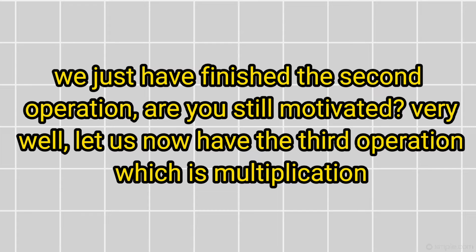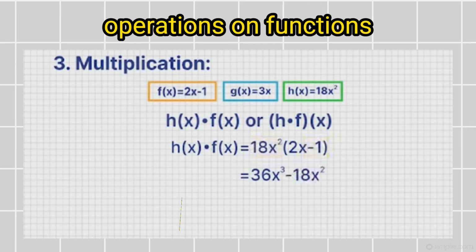Let us now have the third operation, which is multiplication. We are still using the same functions. Let us get the product of h of x and f of x. In notation, that will be h of x times f of x, or h times f of x. We use a dot to avoid confusion, because we commonly use x as a variable. Since there are two terms in the second factor, we distribute 18x squared.